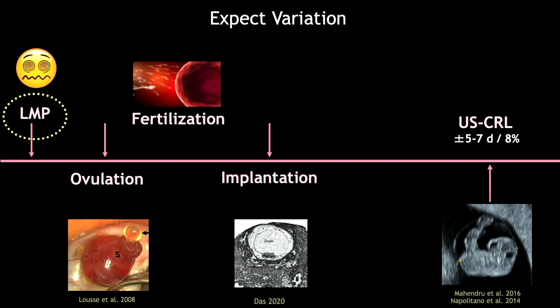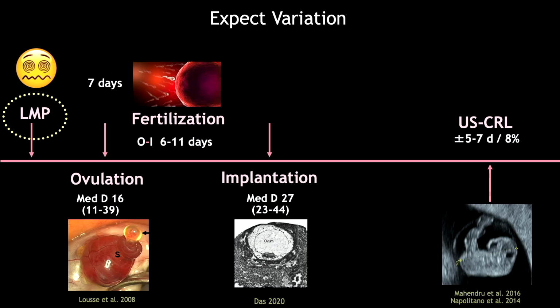Furthermore, we were taught ovulation usually comes on day 14. Actually, in ongoing pregnancies, it's typically day 16, and you can see that there's wide variation. Maybe your high school bio teacher told you that sperm can live in the vagina for a week. So again, timed intercourse can't really help you that much. What about fertilization to implantation? There's a variation in when that fertilized egg will implant into the uterus, and the median day of implantation is like day 27.